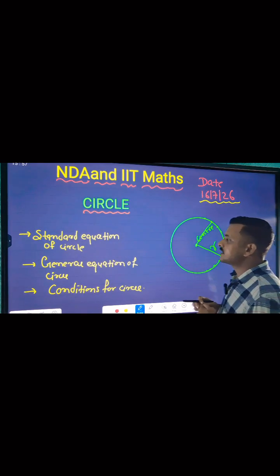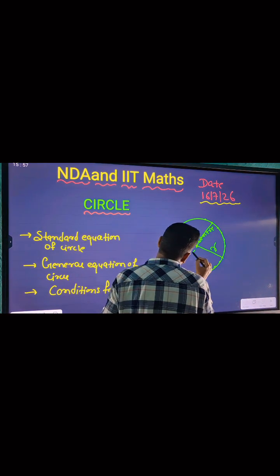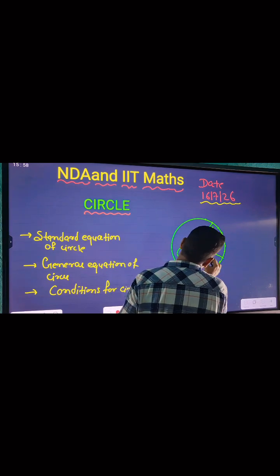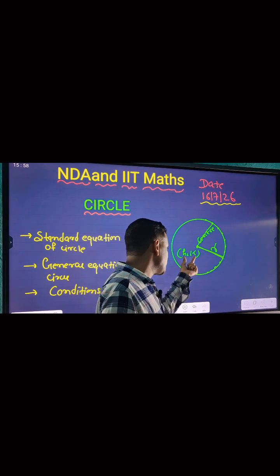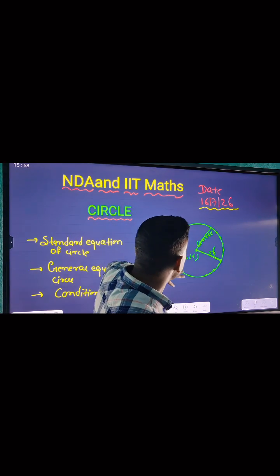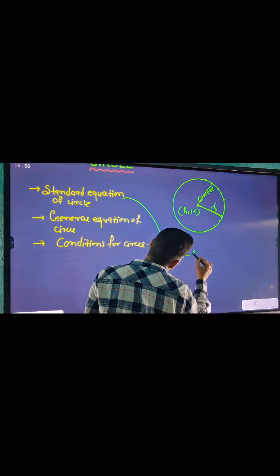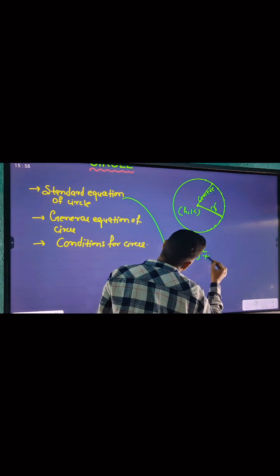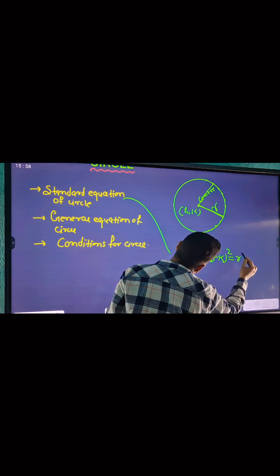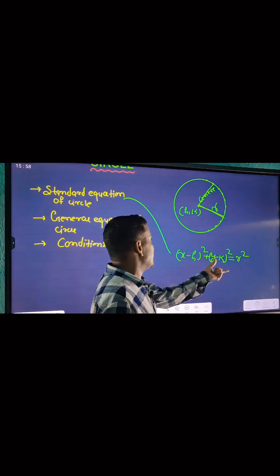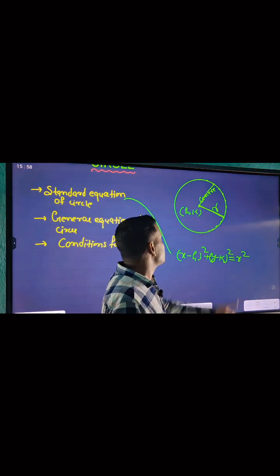If the coordinates of the center are h, k, and the radius is r, then the standard equation will be x minus h whole square plus y minus k whole square equals r square, where h and k are the coordinates of the center and r is the radius of the circle.